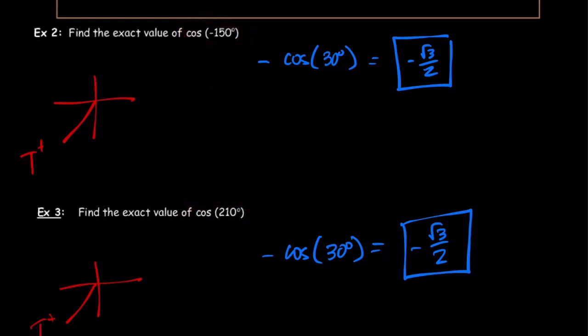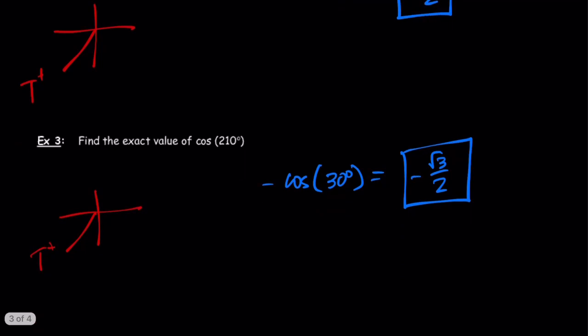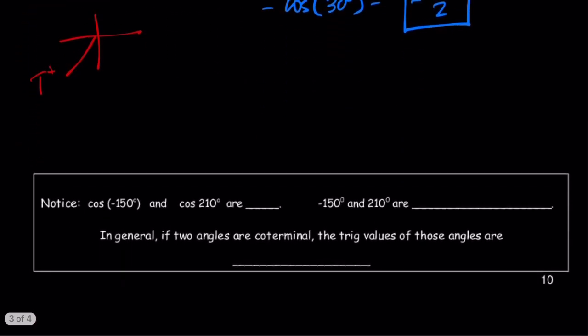The reason they're equal, it's the same angle really, right? If you notice the way we sketch it, for the negative angle I want that direction, and for the positive angle, I want that direction. But you still ended up here. Think about what we call those angles. So cosine of negative 150 and cosine 210 are equal. And that is because negative 150 degrees and 210 degrees are called coterminal. They have the same terminal side. So in general, if two angles are coterminal, their trig values are exactly the same. So equal.